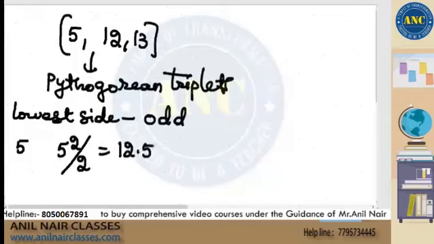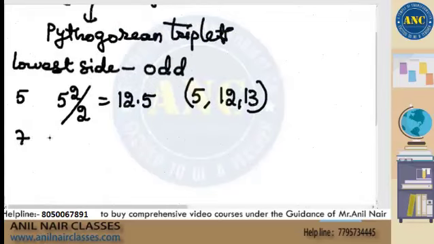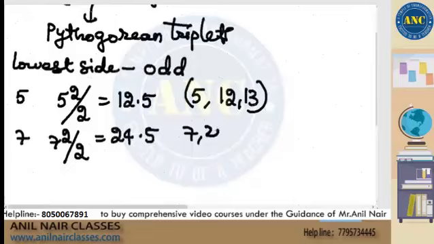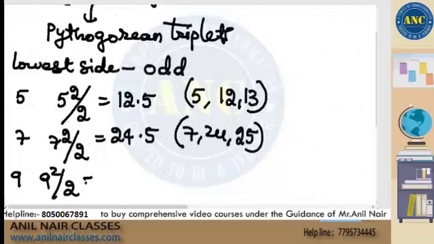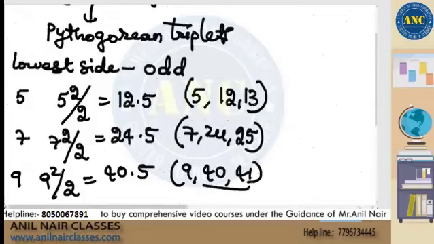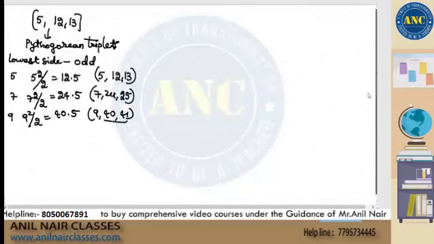25 by 2 is 12.5. Subtract 0.5, add 0.5. You will get a Pythagorean triplet: 5, 12, 13. If it is 7, 7 squared is 49, divided by 2 is 24.5. Subtract 0.5 and add 0.5: 7, 24, 25. If it is 9, 81 by 2 is 40.5. Subtract 0.5 and add 0.5. I hope the idea is clear.